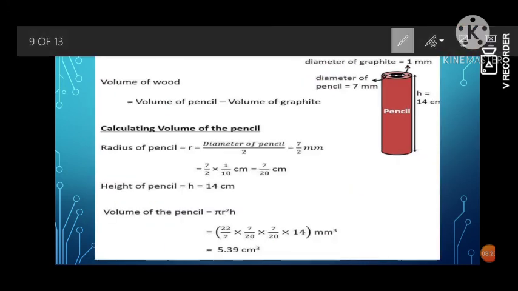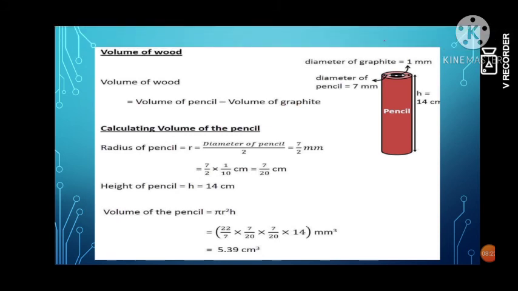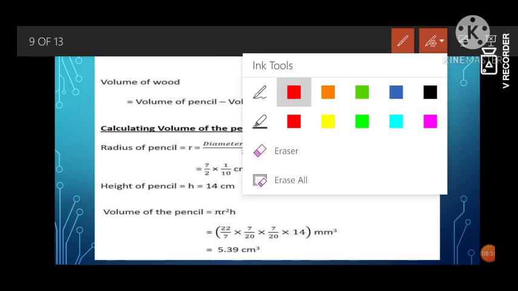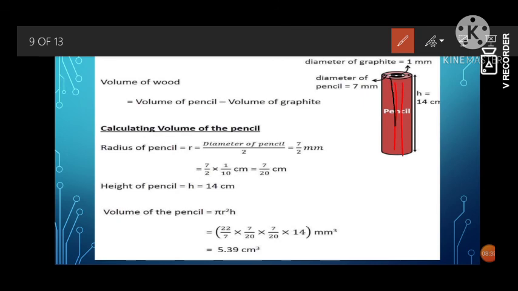Now we have to find the volume of the wood. To find the volume of the wood, first we need the volume of the pencil minus the volume of the graphite, because this middle part is the graphite part. So to find the wooden part, that means the blank part, we have to subtract it from the pencil and then we can find out the volume of the wood. So first we will calculate the volume of the pencil.